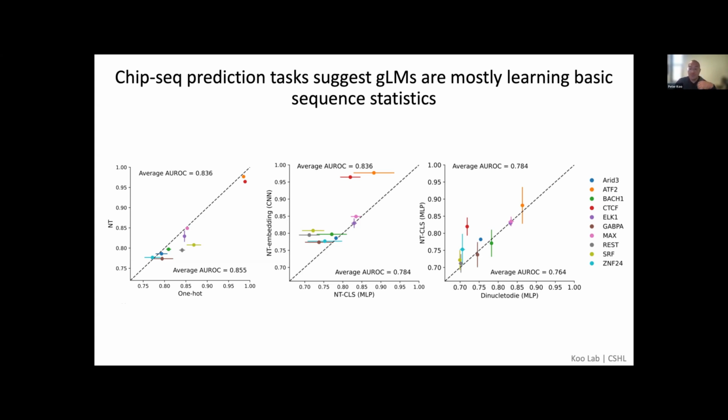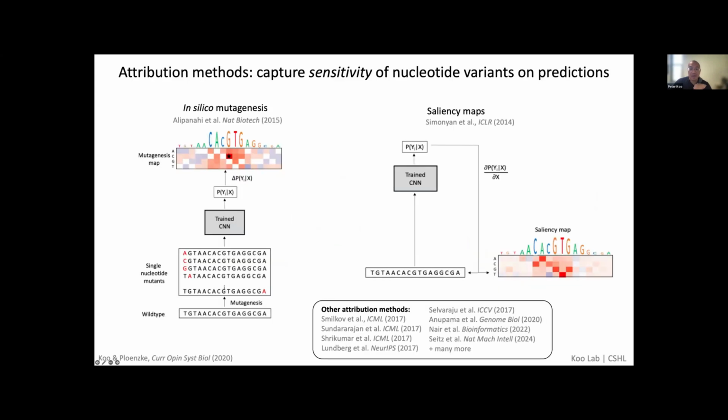However, it remains unclear whether the full gLM embeddings are encoding higher-order information like motifs, or if the downstream CNN is constructing those motifs from these basic sequence statistics. Now, to help us address this question, we turn to attribution analysis. And attribution methods are post hoc explainability tools to give insights into the importance or sensitivity of input features on model predictions. And in practice, this can be accomplished by perturbing the input data and monitoring how the predictions change.